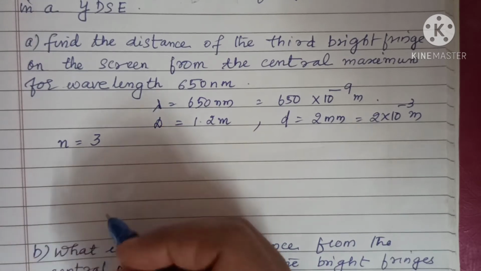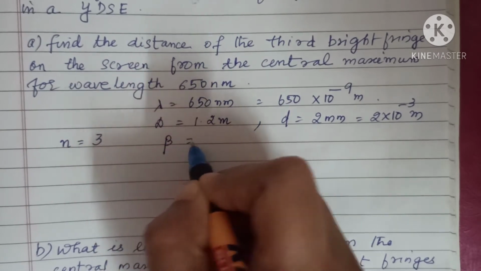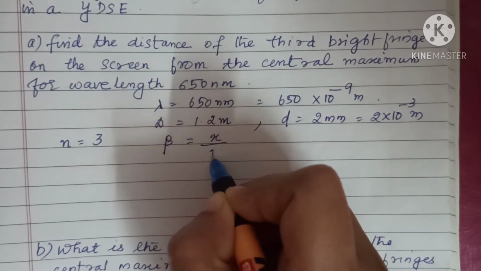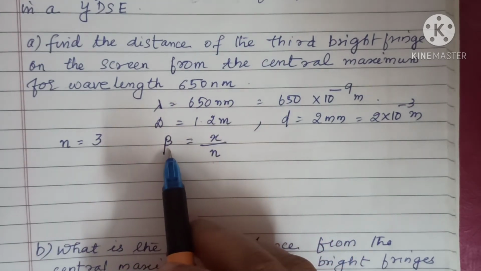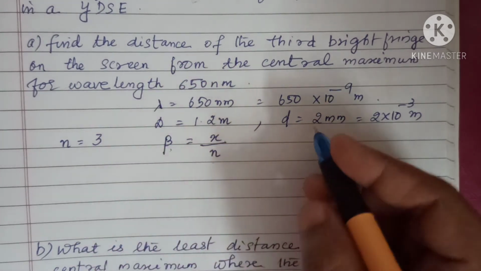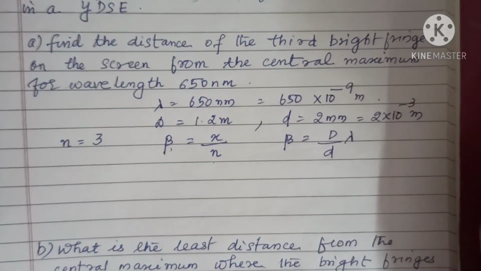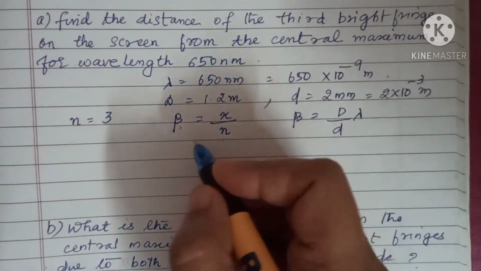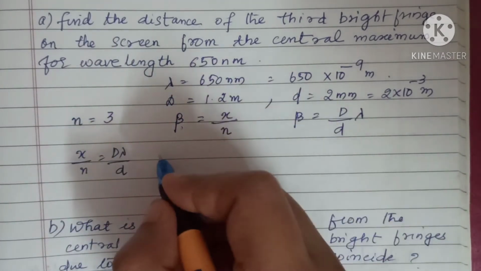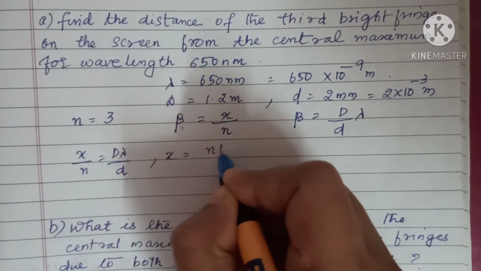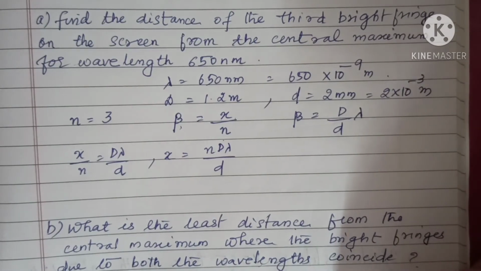Clear? Now in terms of n and x, we have an expression for beta, that is x divided by n. That is the fringe width divided by the number will give you beta. Also beta, we have the expression D by d into lambda. Now you can equate these two, that is x by n is equal to D lambda by d, or x equal to n D lambda by d.